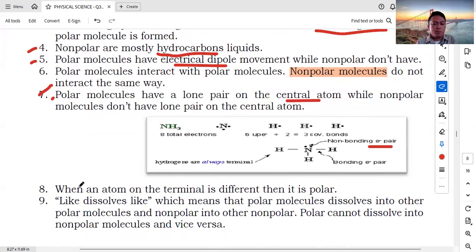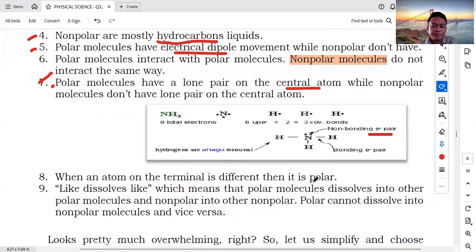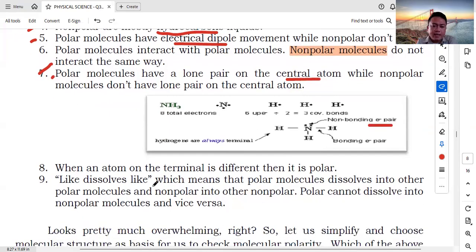Number eight, when an atom on the terminal is different, then it is polar. Number nine, like dissolves like, which means that polar molecules dissolve into other polar molecules and non-polar into other non-polar. Therefore, polar cannot dissolve into non-polar molecules and vice versa. Si non-polar, dili po siya ma-dissolve ni polar molecules.